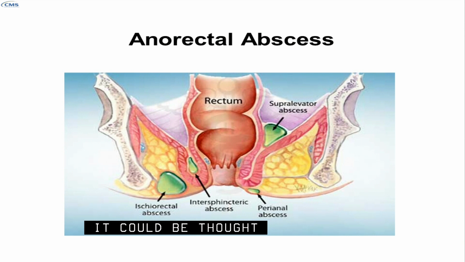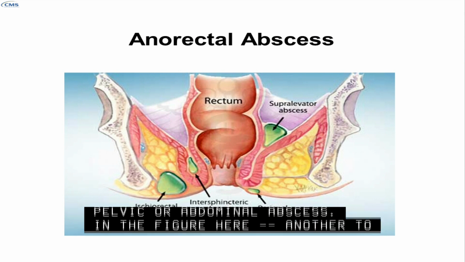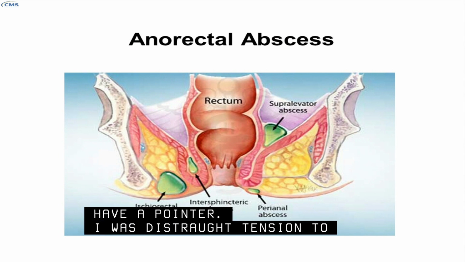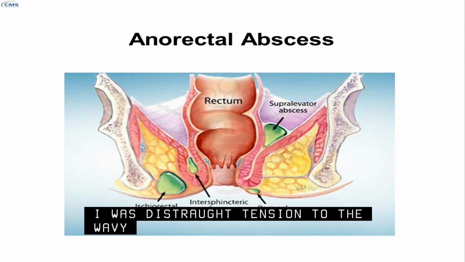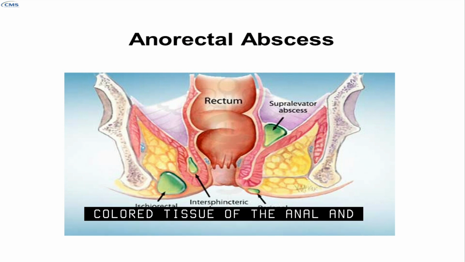In the figure here, I don't think I have a pointer, do I? So I'll just draw attention to this wavy line in between the different colored tissue of the anal and rectal mucosa. That's what's called the dentate line, and these anal crypts are located at that level.